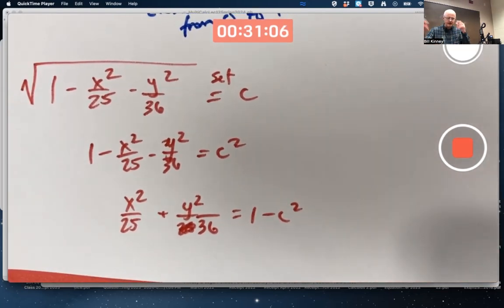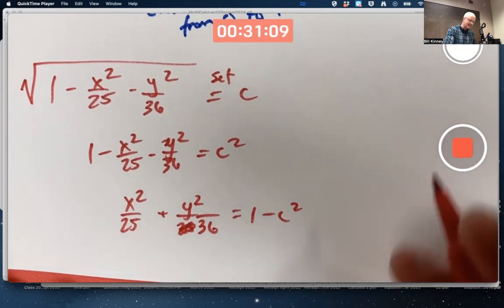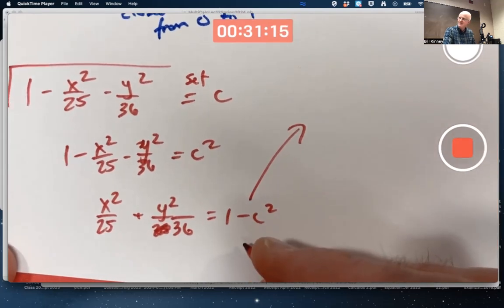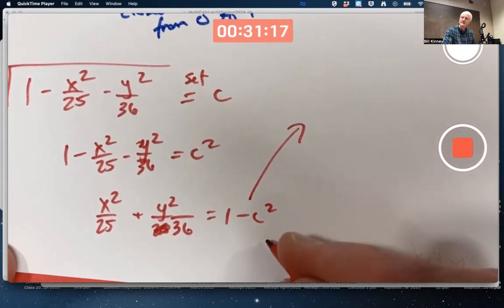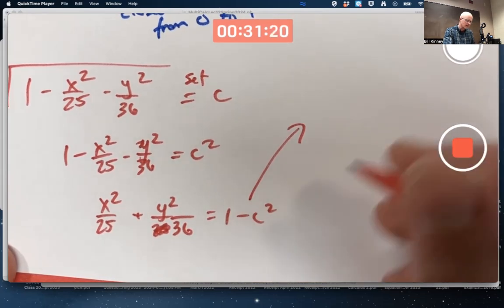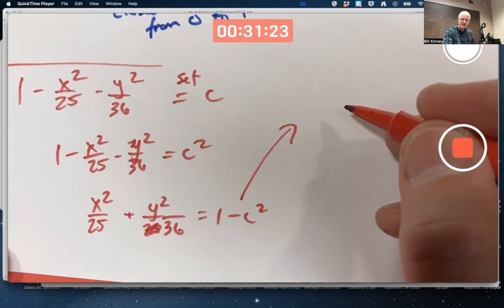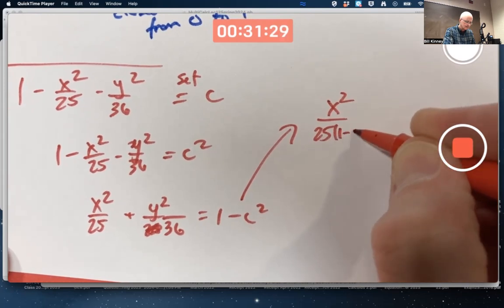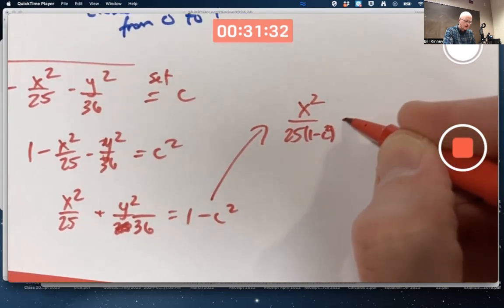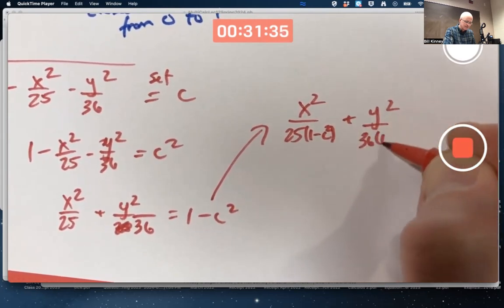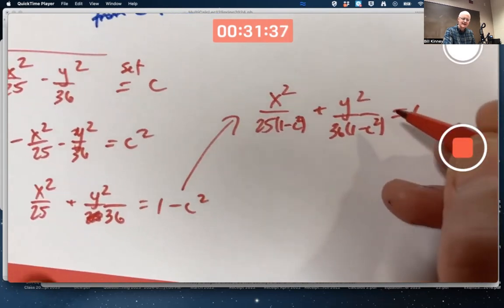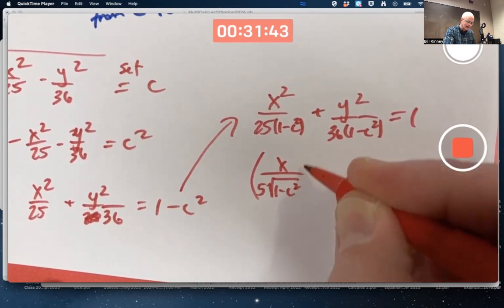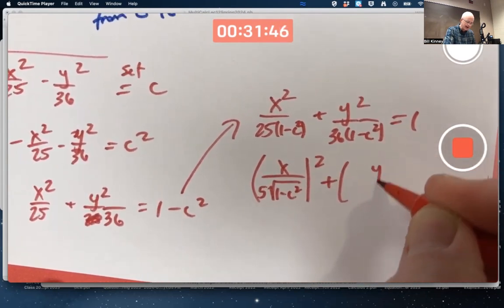I did a few different things there to rearrange. To tell you the truth, to write this in the best standard form, you'd want a 1 on this side. In general, this is not 1 if c is not 0. So effectively divide everything by 1 minus c squared. Write it like this. And then probably the best way to write that is like this. Kind of a weird way to write it, but it's probably best.